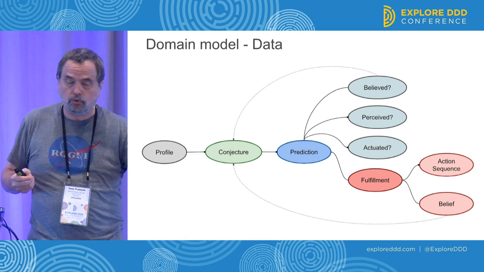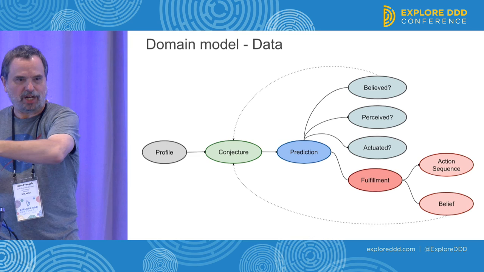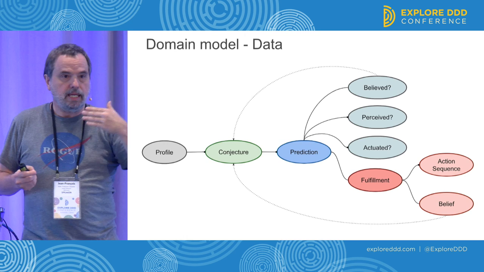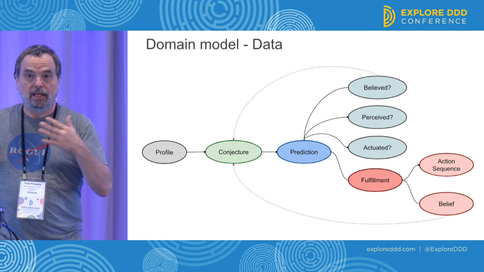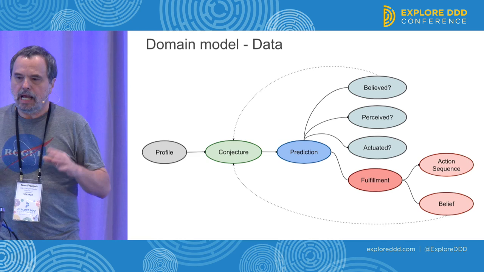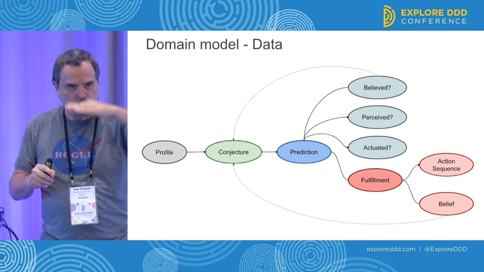Each conjecture has a list of predictions. It could be predictions that I believe in another conjecture. Like, if I am safe, I believe I'm not bumping into something. Or it could be about something that I'm sensing. I predict that I will sense that I'm in a well-lit area of the room. Or it could be predictions about what has happened. I have moved recently. I have eaten recently. Now, should a prediction not be fulfilled, there's such a thing as a fulfillment. And a fulfillment for a prediction is a list of options on how to make the prediction true again.